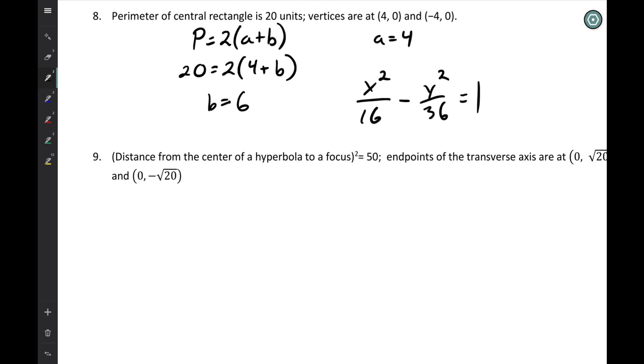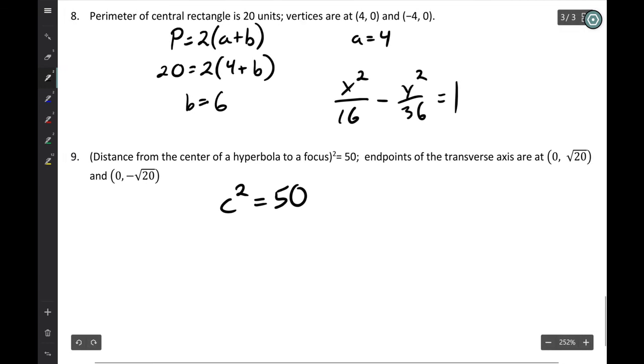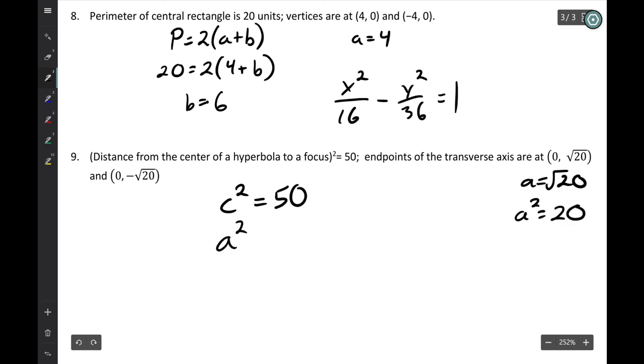All right, so 9 says distance from the center of the hyperbola to a focus squared is equal to 50. Well, that's telling me c squared is equal to 50 because c is the distance from the center of a hyperbola to the focus. And then the endpoints of the transverse axis are at (0, √20) and (0, -√20). Well, √20 then has to be a, which means that a squared is equal to 20. So let's write that over here.